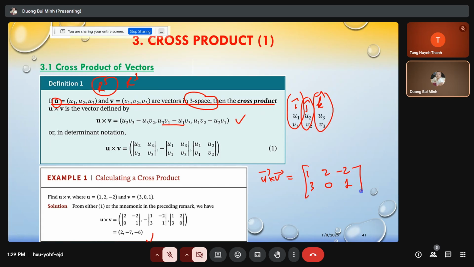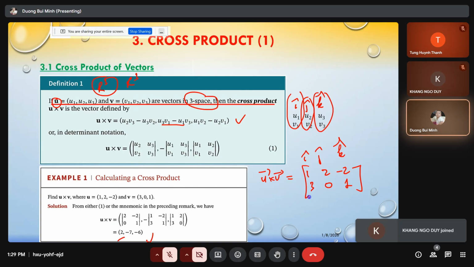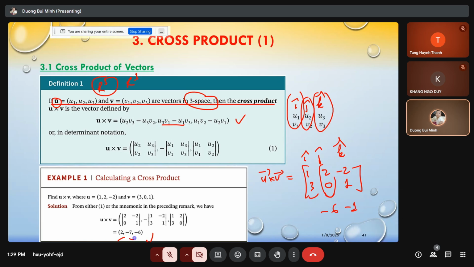So this is i, j, k overhead because we have three dimensions. So you get 2 times 1 minus 0, you get 2. Right? And then when we consider this one, you get minus (2 minus 6), minus 1 minus... you get minus 7. Okay? And when we consider the last one, you get 1 times 0 minus 2 times 3, minus 6. Okay? So we can get the resultant vector.